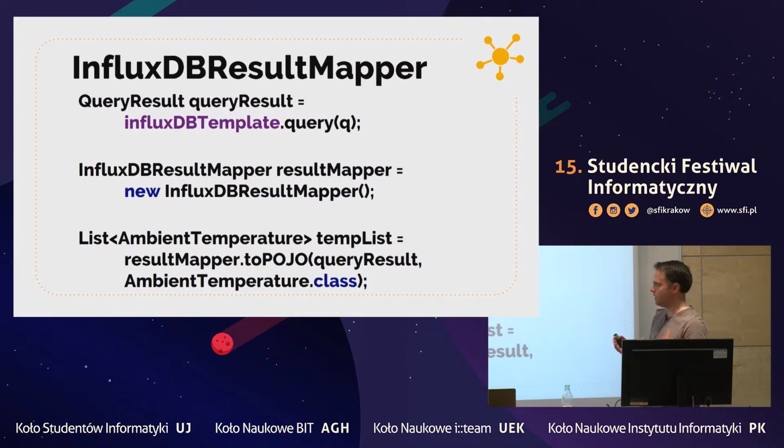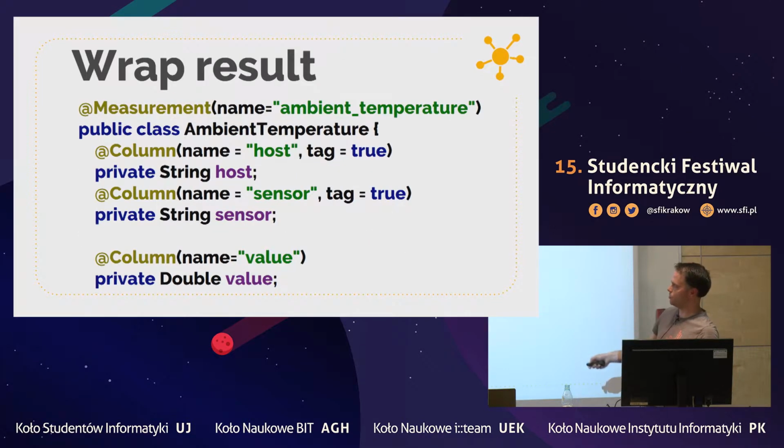Then I need to write a little bit more code, but that's basically copy-pasting. So I again have the query result, but then I make a result mapper, and in the result mapper I say that, okay, the result of my query, I want to map it to the AmbientTemperature class, which is shown here.